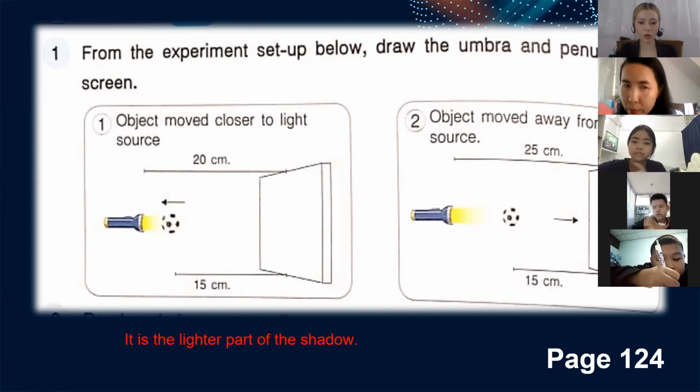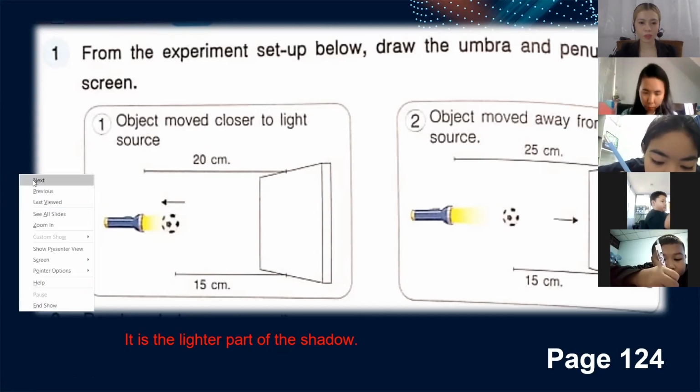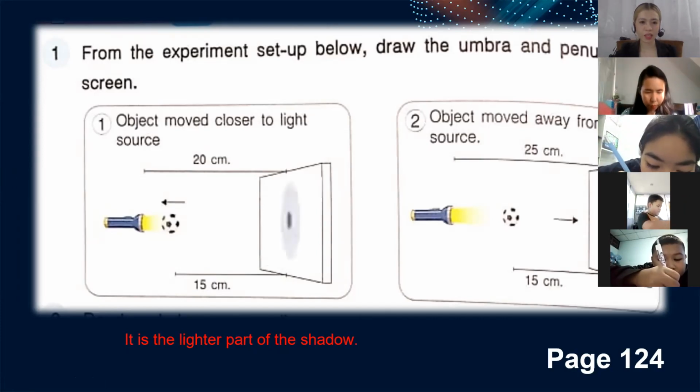I want you to use a pencil, please. Pencil to draw. Okay, for number 1, the umbra will be smaller and the penumbra will be bigger. How do you draw that?